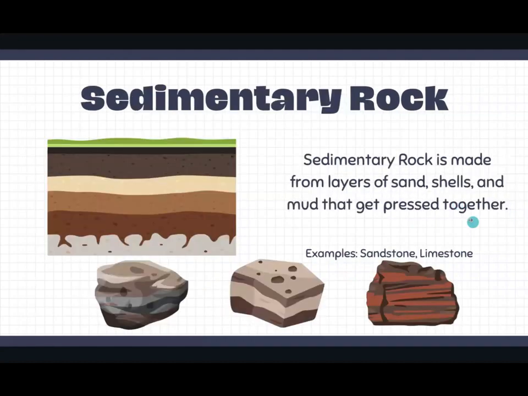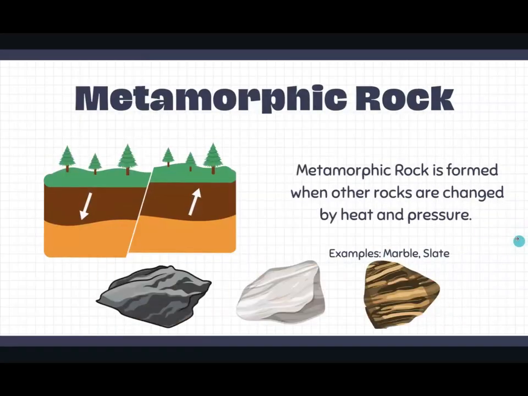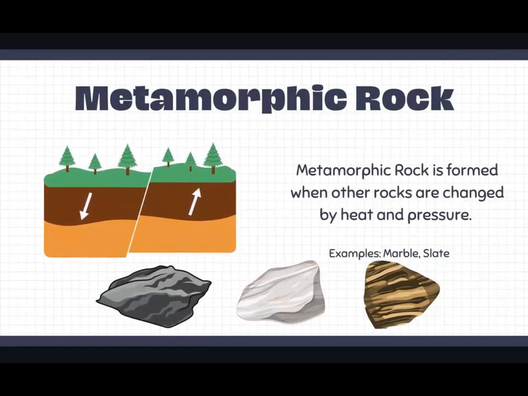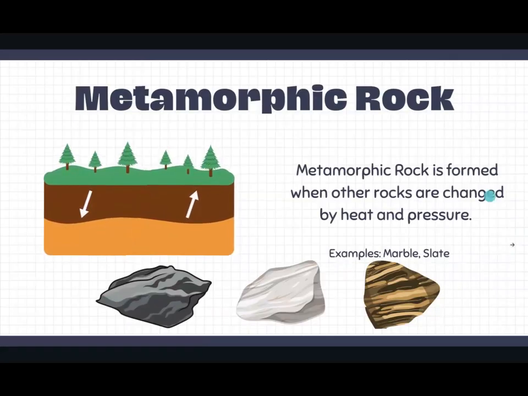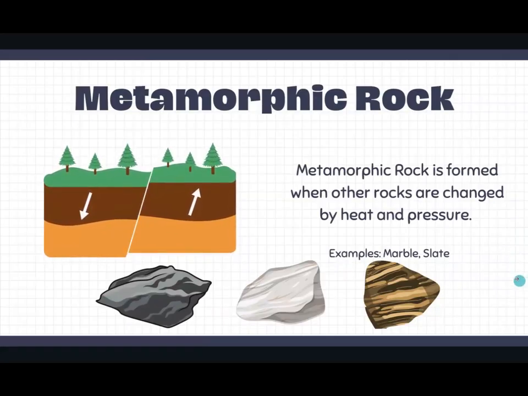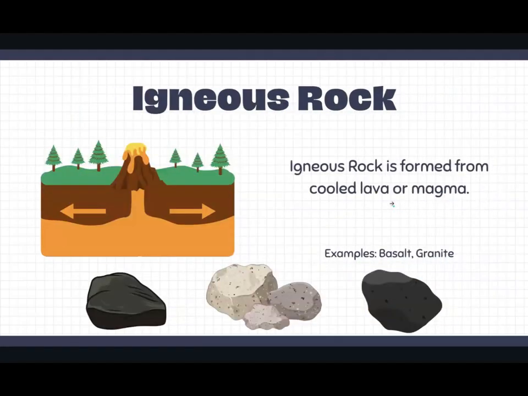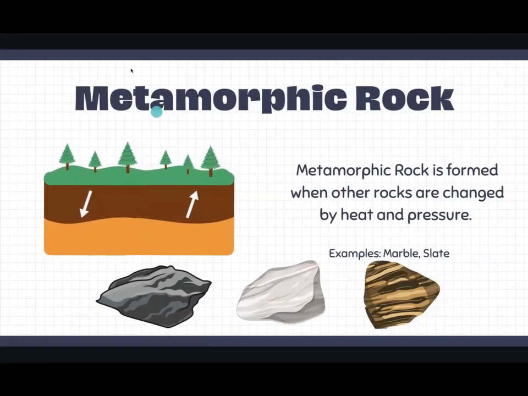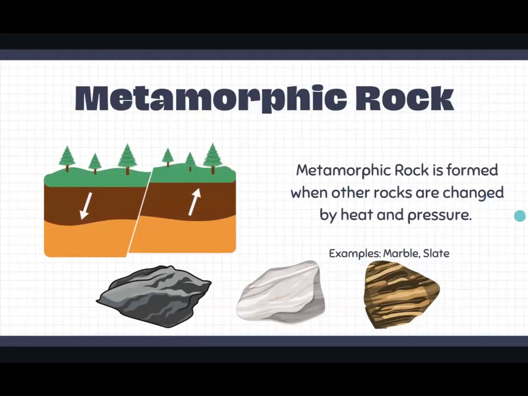You guys don't have to know the different names of rocks, just the fact that there are different kinds and how they form. The next is metamorphic rock, and metamorphic rock is formed when other rocks are changed by heat and pressure. So all metamorphic rock used to be either sedimentary or igneous, but they were changed and turned into metamorphic, which makes sense because of the name.